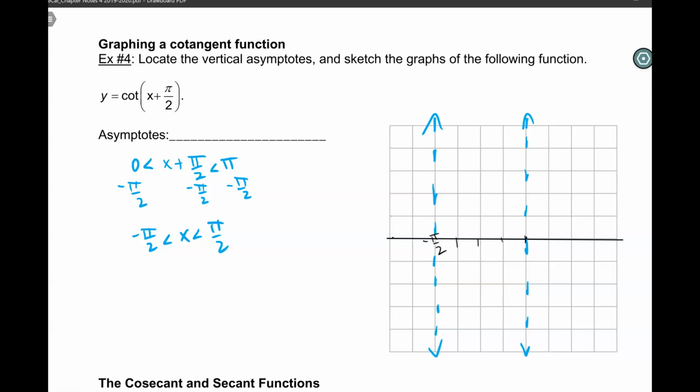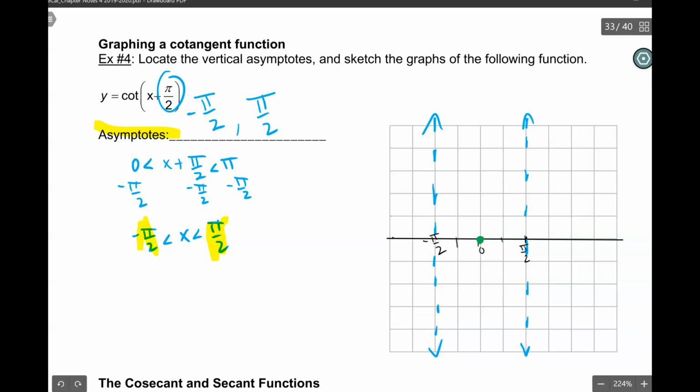So I solved the inequality, and I see my asymptotes are the ends of my inequality: pi over 2 and negative pi over 2. It just happens that we had a phase shift of pi over 2 to the left. Normally cotangent goes from 0 to pi. Let me label my other asymptote as pi over 2. Halfway between is 0, so my center is always 0 because I don't have a vertical shift here. Then let me label my other points: this is pi over 4, negative pi over 4.